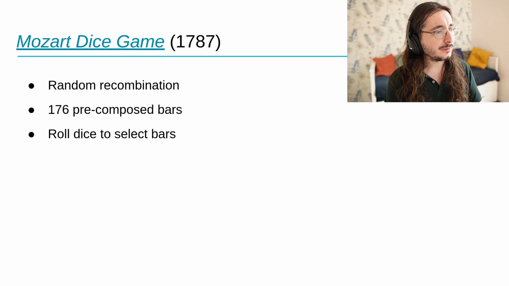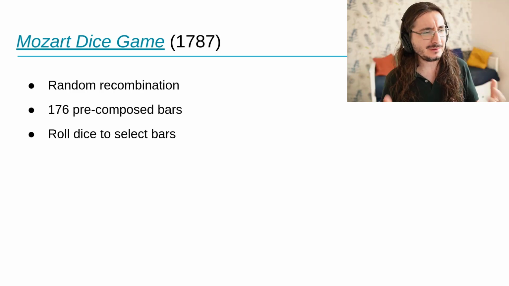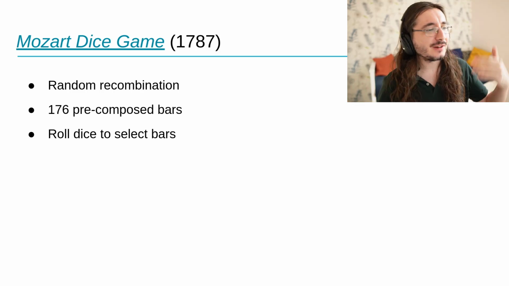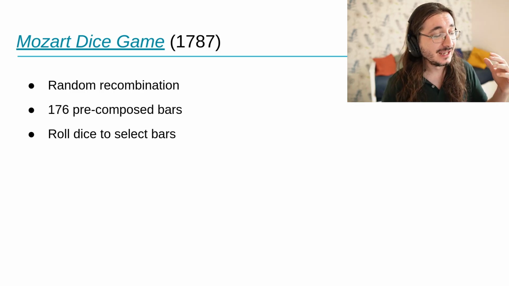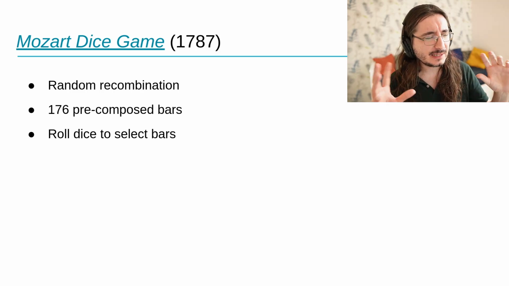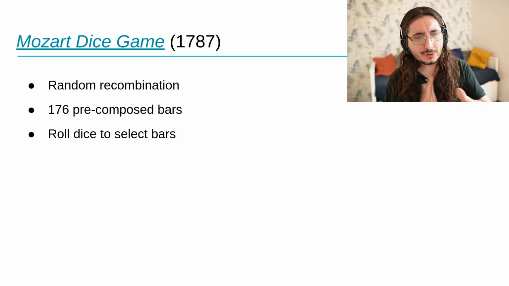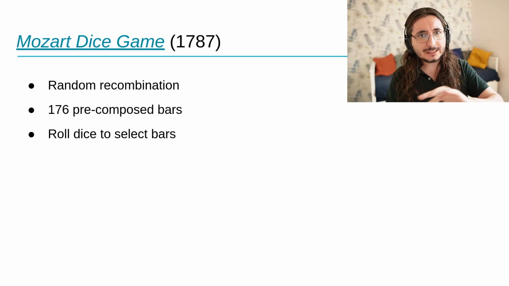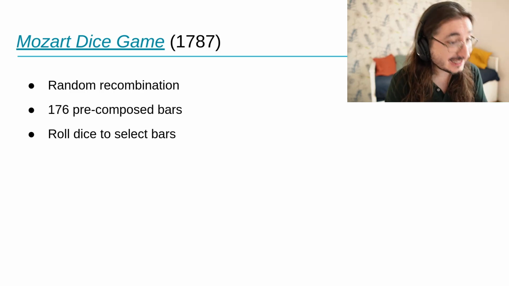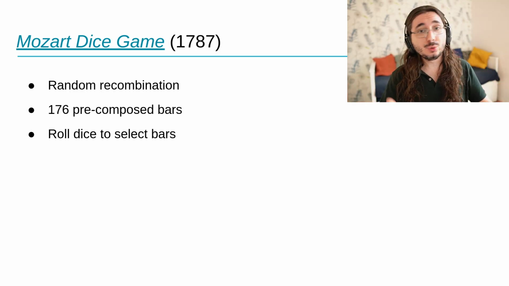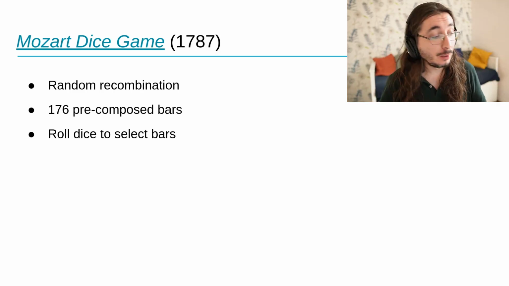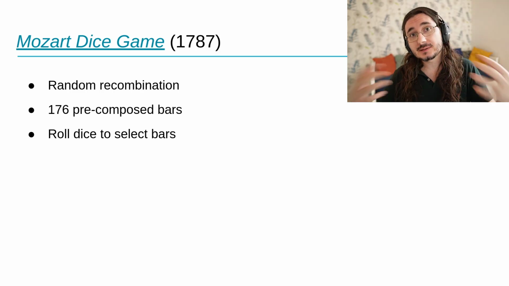Mozart wrote this piece, this composition, but it's really more than a linear composition. It's called the Mozart Dice Game, and it was published in 1787. So what's this thing all about? Well, you can use random recombinations of 176 pre-composed bars in order to come up with different sequences to create a lot of different compositions. So you roll the dice and you select the bars.